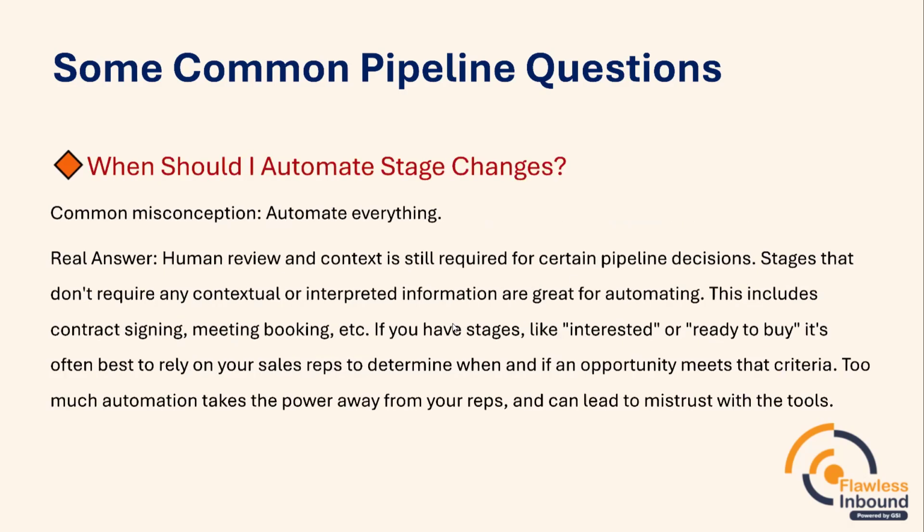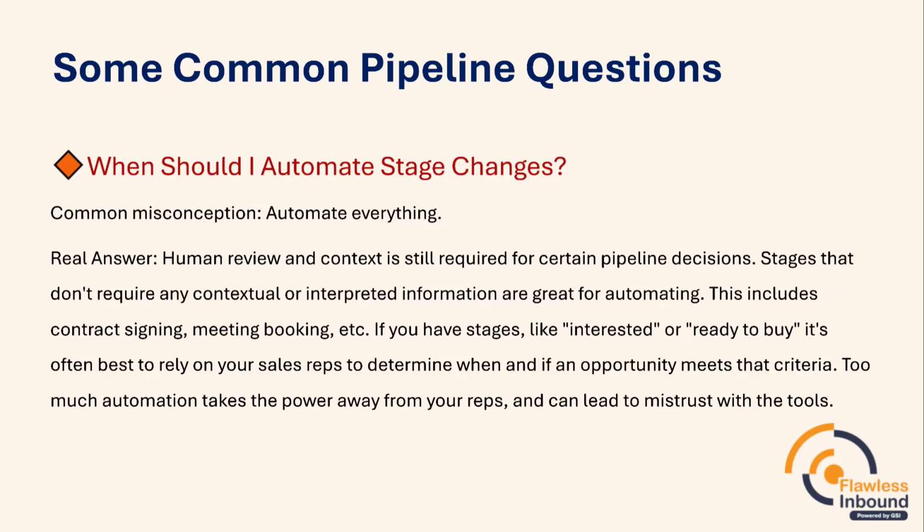All right. So another question we get a lot of is, when should I automate stage changes? And a common thing that we used to hear a lot from clients was like, well, we need to automate everything. We need every single stage to have an automated change. And the real answer is that, in fact, human review and context is still required for certain pipeline decisions. Really great stages for automating are those that don't require any contextual or interpreted information. So contract signed, meeting booked, then if those things are a stage, then automate it. So it moves to the meeting booked stage when a meeting gets booked.